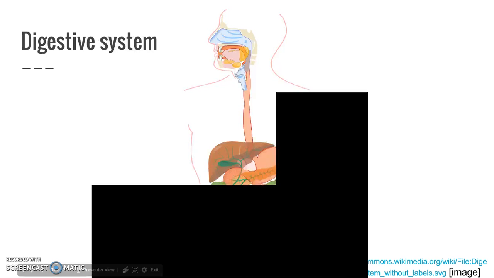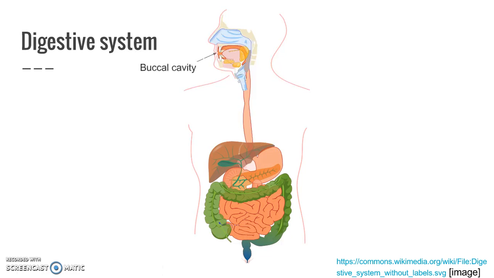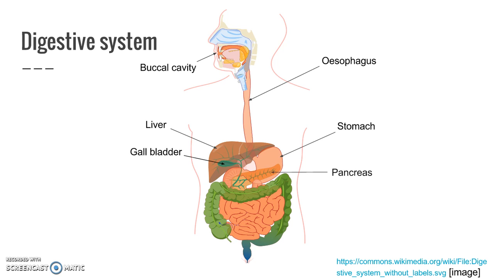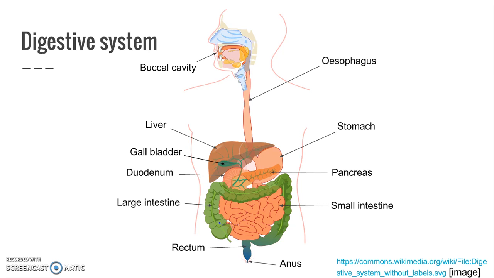The parts of the digestive system are the buccal cavity, the esophagus, the liver, the stomach, the gallbladder, the pancreas, the duodenum, small intestine, large intestine, rectum, and anus.